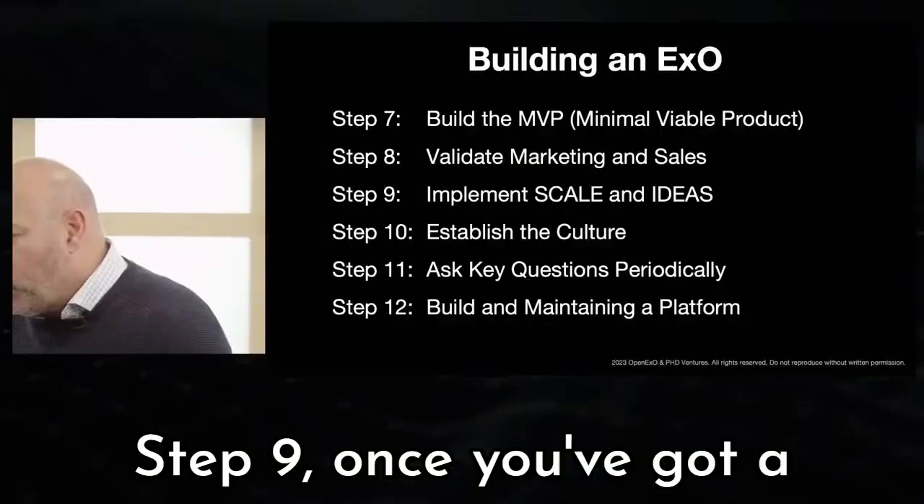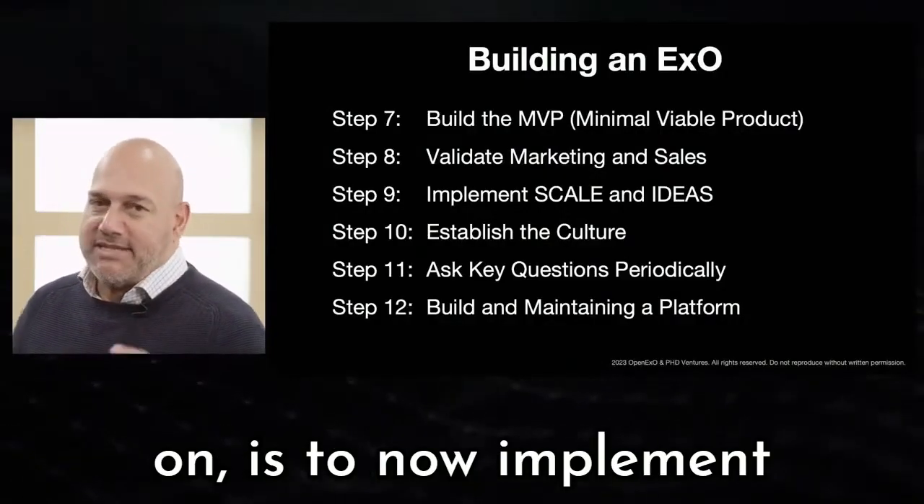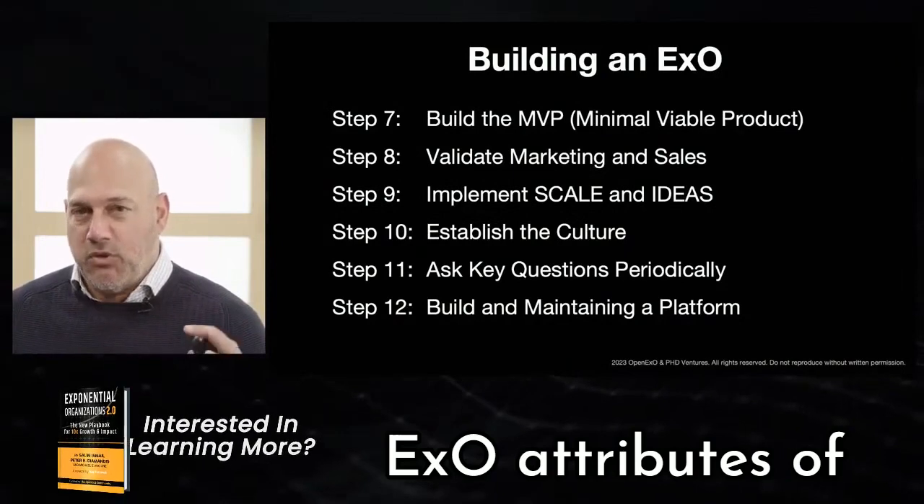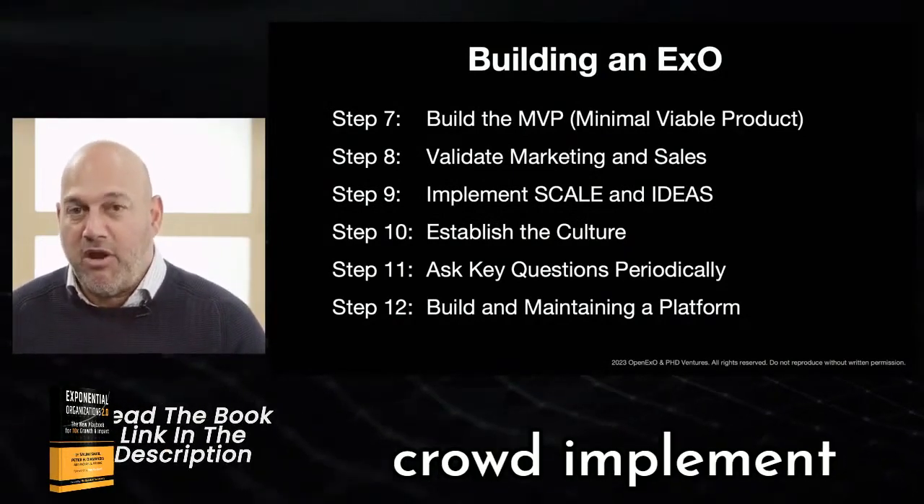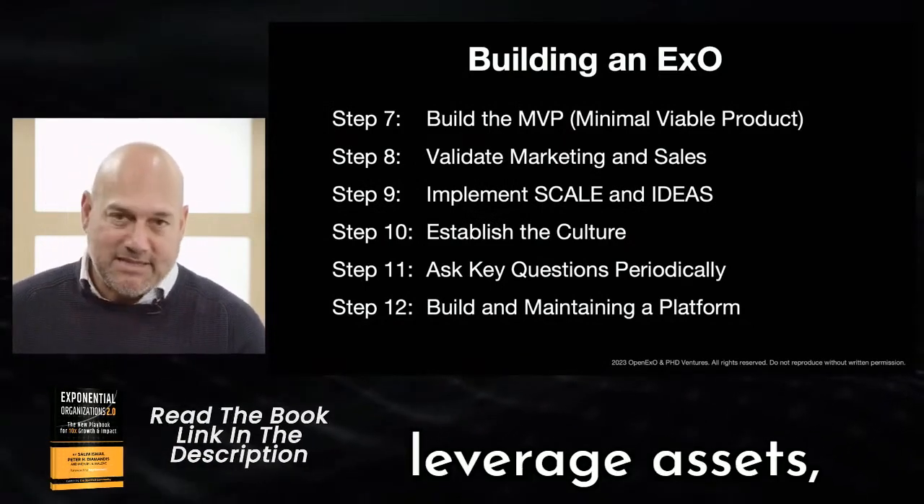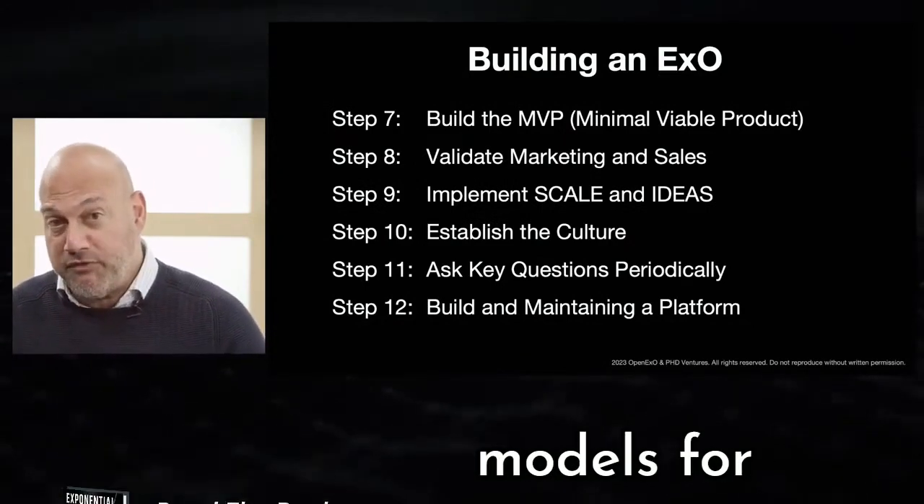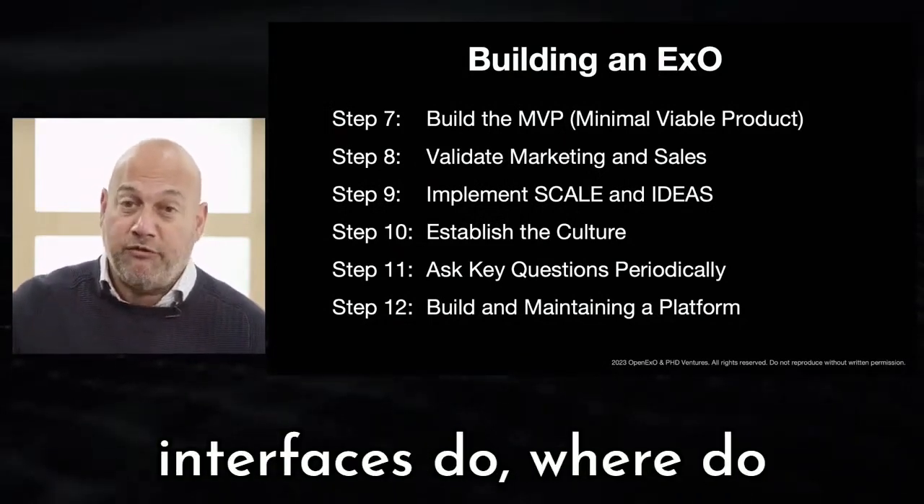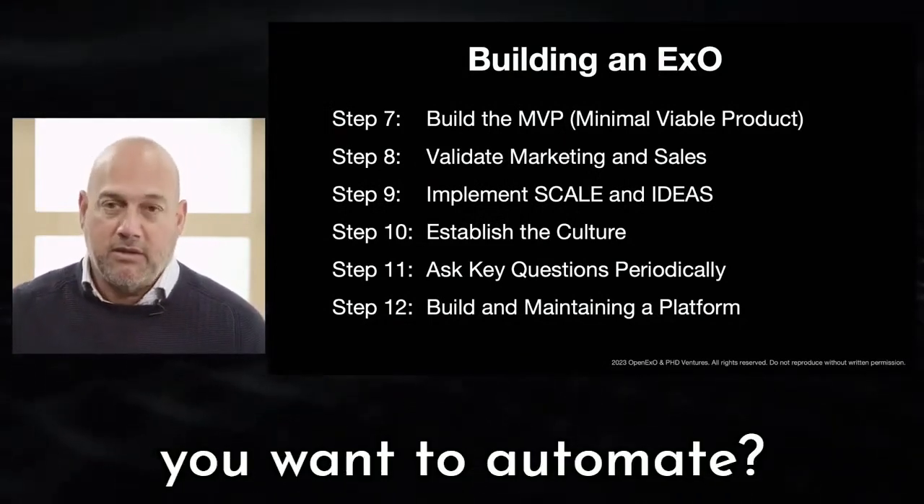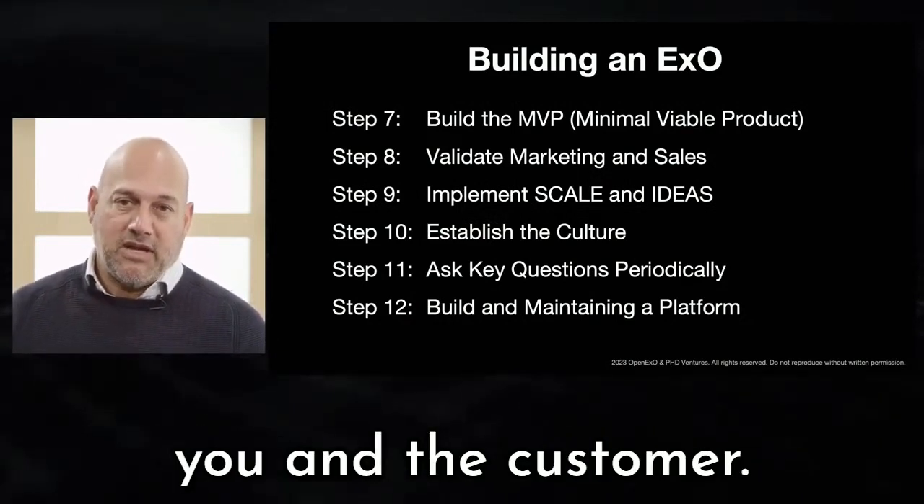Step 9, once you've got a funnel out there and so on, is to now implement the ExO attributes of scale and ideas. Do as much staff on demand, community and crowd, implement algorithms, leverage assets, figure out engagement models for your product, and then all the internal mechanisms. What interfaces, where do you want to automate the interfaces between you and the customer?